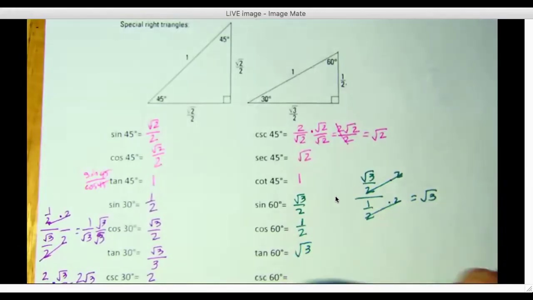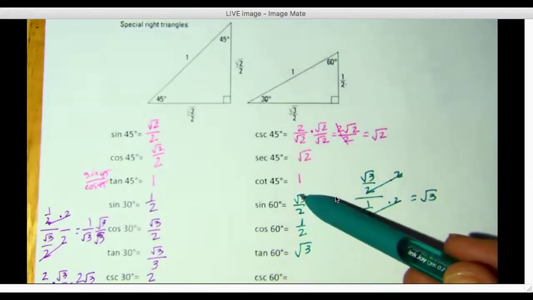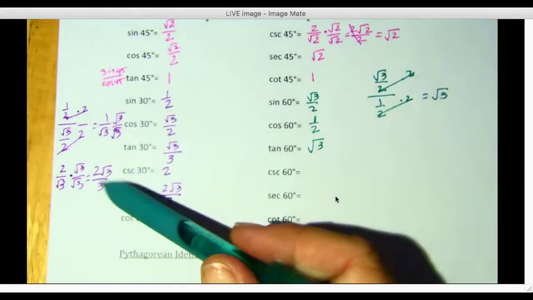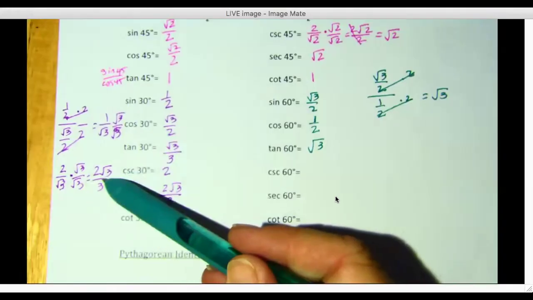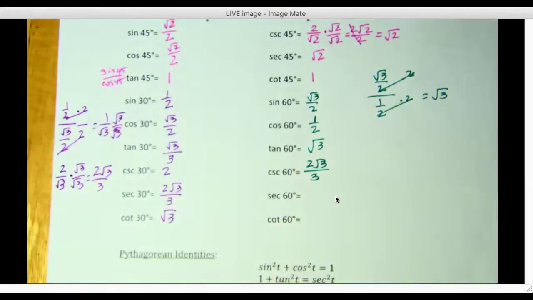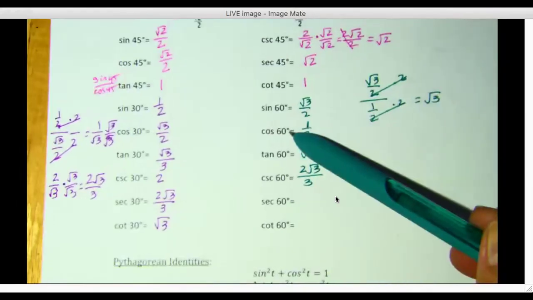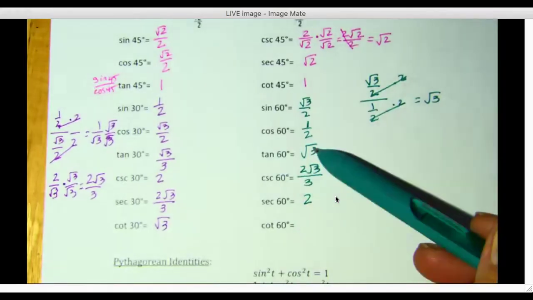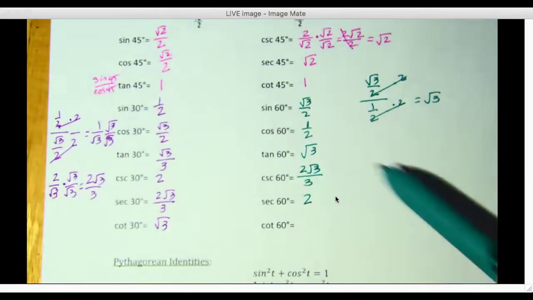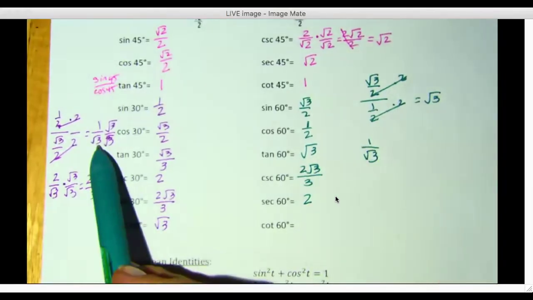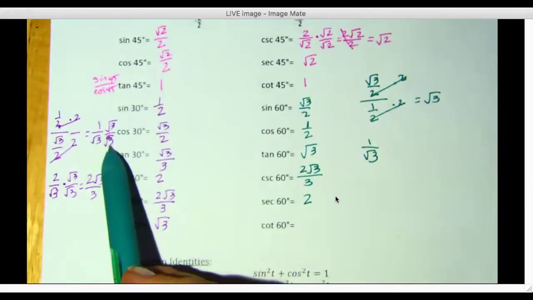And then cosecant of 60 is the reciprocal of root 3 over 2. Now, we just found the reciprocal of root 3 over 2 when we did it over here, and we got 2 root 3 over 3. So I'm going to borrow that work over here. And then secant of 60, well, if cosine is 1/2, the reciprocal of that would be 2. And then tangent is root 3, and the reciprocal of that would be 1 over square root of 3, which we just rationalized over here, and we got root 3 over 3.